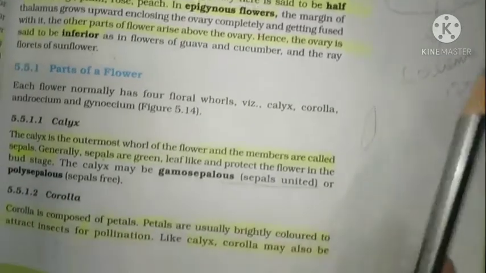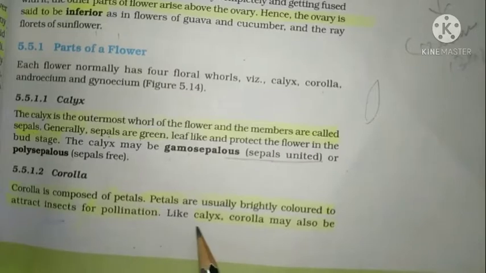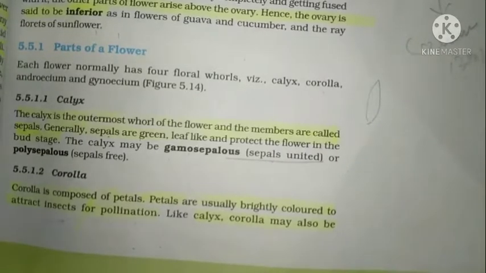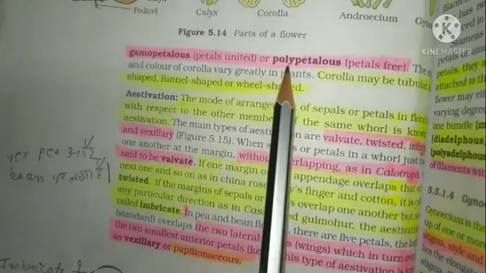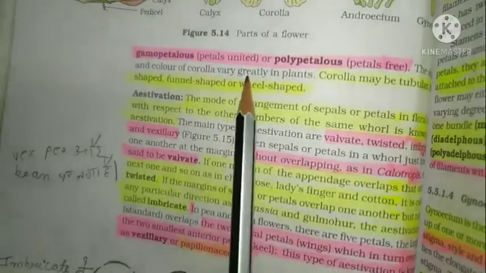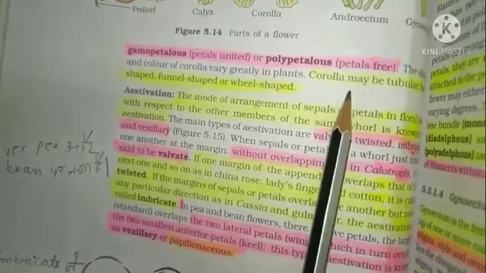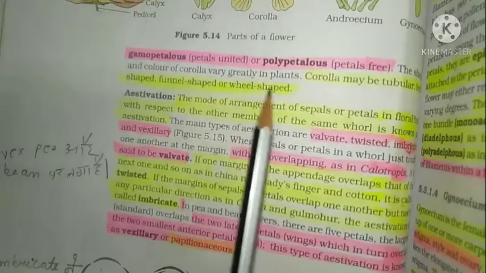Corolla. The corolla is composed of petals, usually brightly colored to attract insects for pollination. Like the calyx, the corolla may also be gamopetalous, where petals are united, or polypetalous, where petals are free. The shape and color of corollas vary greatly. Corollas may be tubular, bell-shaped, funnel-shaped or wheel-shaped.